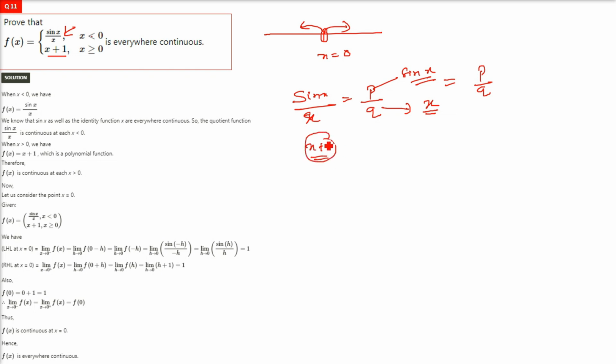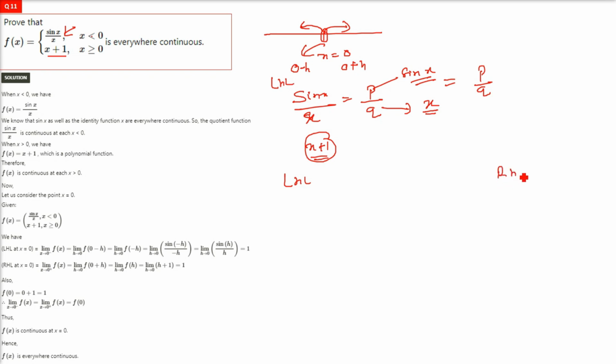x plus 1 is again a polynomial function, so this is also continuous everywhere. We have to see the point of contention, which is x equals 0. So we have to go a step back and a step forward, which is the left hand limit and right hand limit. So x is 0, and we'll just subtract some value, 0 minus h, and on the right hand side we'll add some value h, which is 0 plus h.